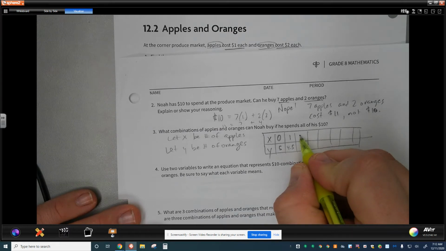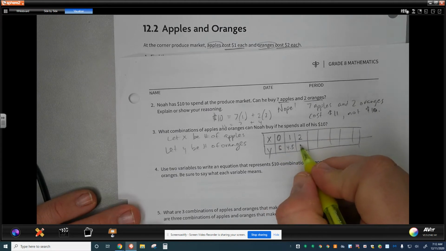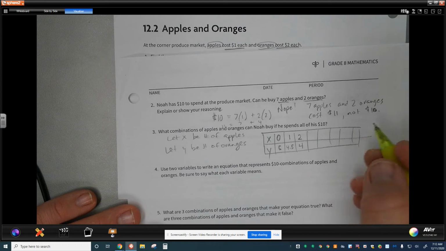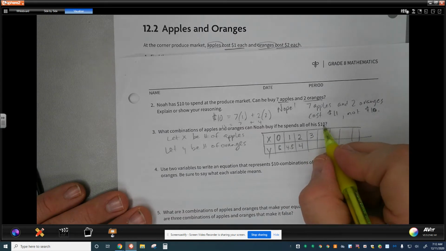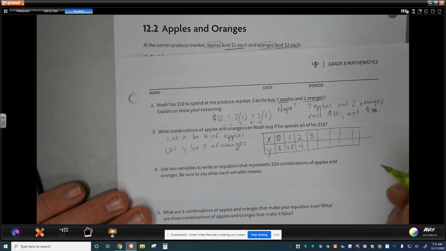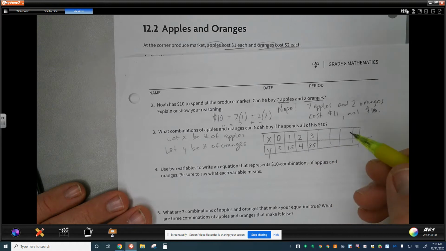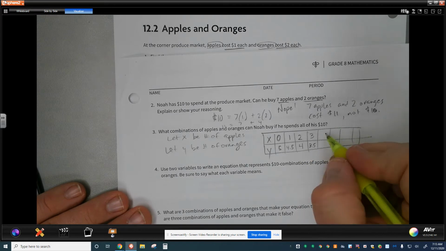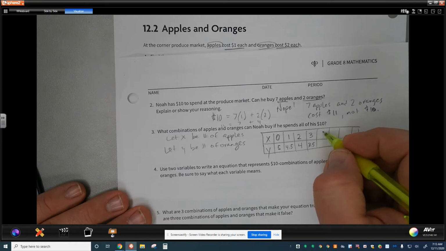Maybe not. But if he buys 2 apples, that's 10 minus 2 is 8, and 8 divided by 2 is 4 oranges. And then if he buys 3 apples, that's 10 minus 3, which makes 7, and then 7 divided by 2 is going to be 3.5. Well, that won't work either because we're not buying half an apple or half an orange, but I hope that what you can see here is we're developing a pattern.